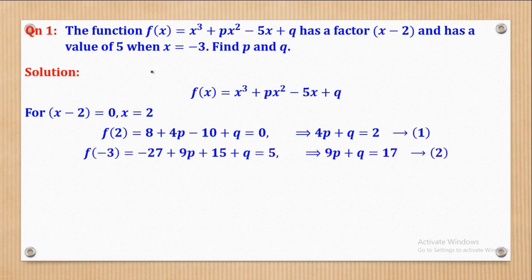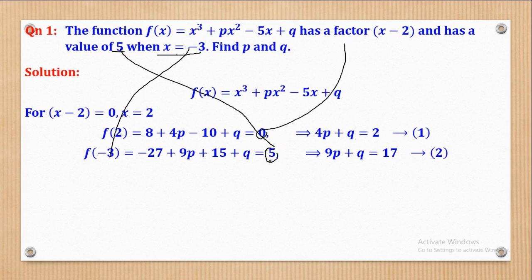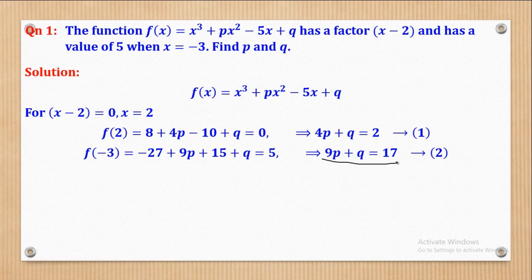They also told us that when divided by this, the remainder is 5. Therefore, when I put negative 3 where there is x, I'll end up with 5 as the remainder. That's why here you see 5 and not 0. Here it was 0 because this was the factor, but here we put 5 because it's what was given. So when I simplify, I'll come up with equation 2, which is that.